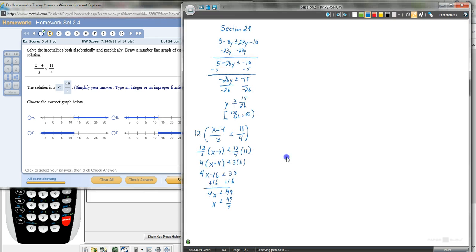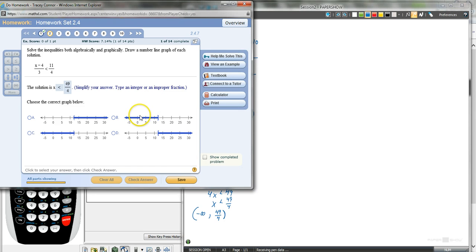Again, you might want to think about the interval notation. We just have less than here, so we know that the highest we can go is 49 over 4, comma, negative infinity. So we're using a parenthesis here. So we're going less than. So it's either this one or this one. But because this one has a parenthesis, which matches our interval notation, we'll choose C and then check answer, and we're good.